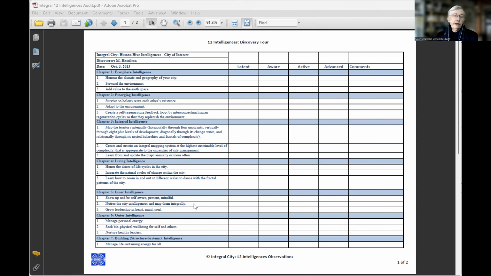And then the third element of the inner intelligence I've identified is growing leadership in heart, mind, and soul. So looking at how we support the growth of leadership in a city is this third element relating to its inner intelligence. If you can look around and see, yes, in our city we have many ways of supporting leadership, not only in adults, but even in youth and in children, and that we are constantly finding ways to support and improve that leadership.